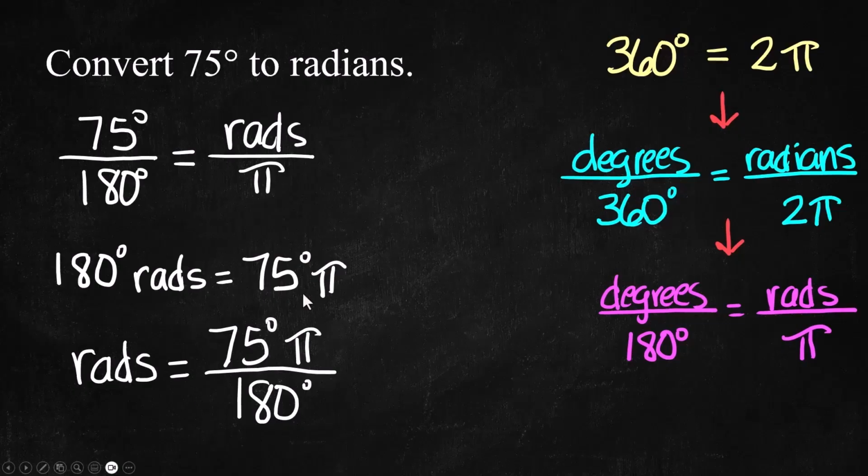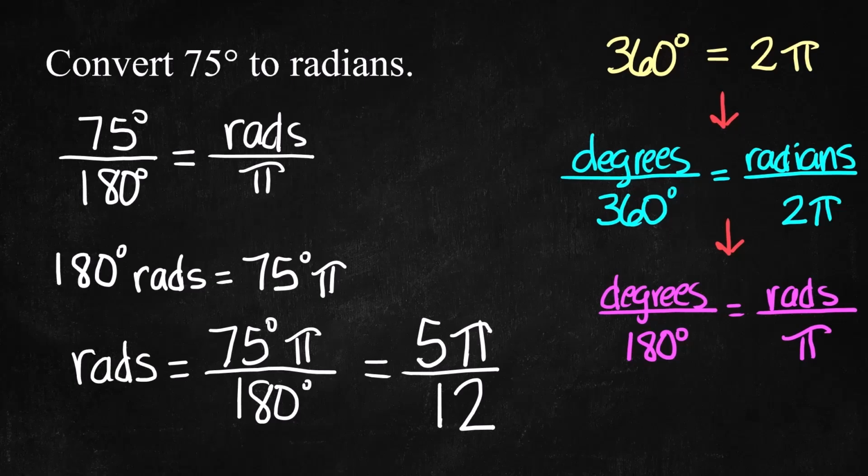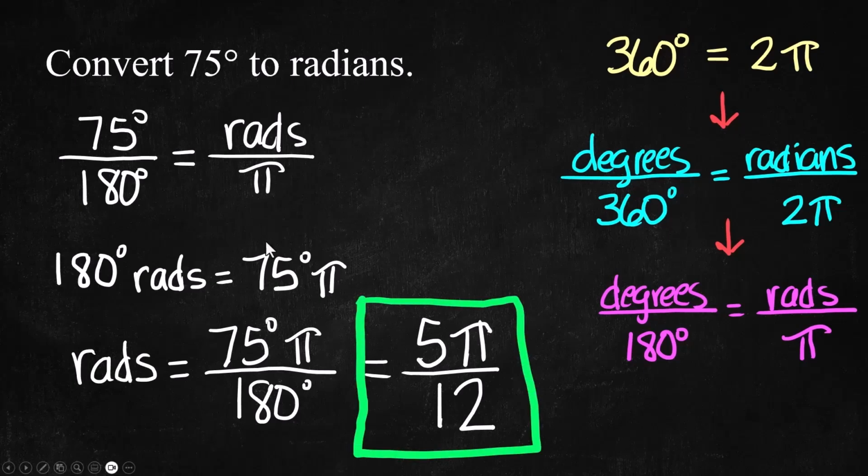All right, I'm just going to reduce this fraction. Radians are usually left in terms of pi. So I just played around and divided out some numbers and I got it down to 5 pi over 12. Put a box on it. 75 degrees in radians is 5 pi over 12.